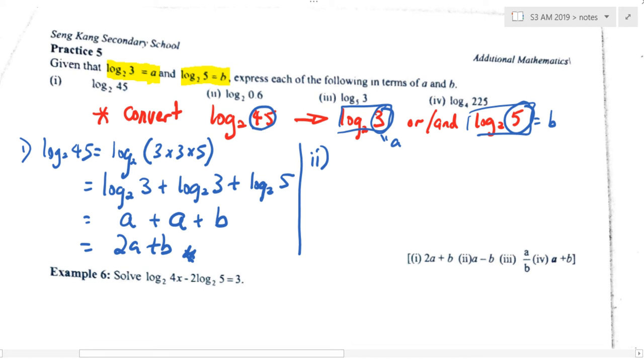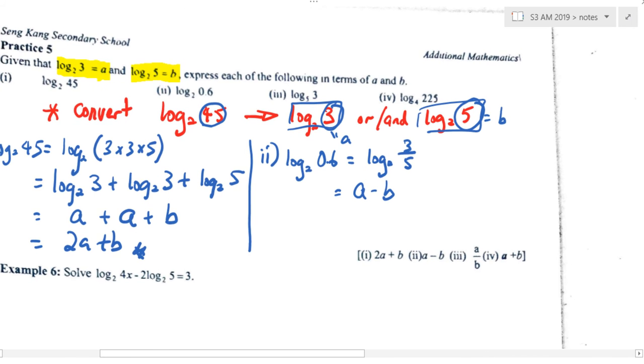0.6, how? 0.6 is equal to what? Oh, so not so troublesome, because I can still convert to 3 over 5, right? As long as got 3 over 5, I'm happy already, right? So what's the answer? Yeah, A minus B, like that. Easy or not? So okay, C.